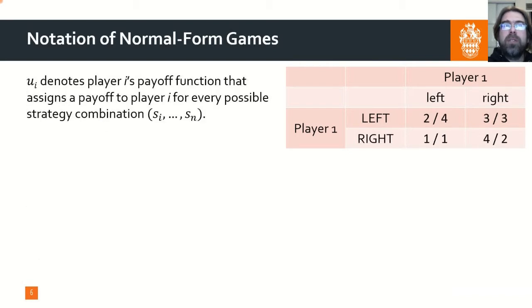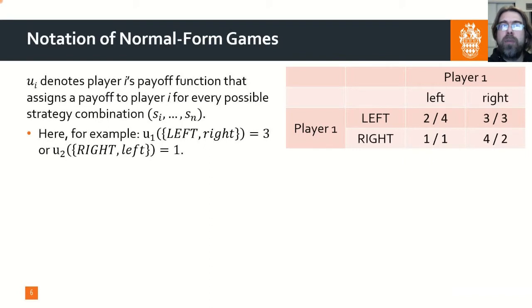Furthermore, u_i denotes player i's payoff function that assigns a payoff to player i for every possible strategy combination, s_1 to s_n. So in a game where you have 2 players and each player has 2 strategies, in total we have 4 combinations. In a game where we have 3 players and every player has 3 strategies, we would have 3 to the power of 3, 27 combinations.